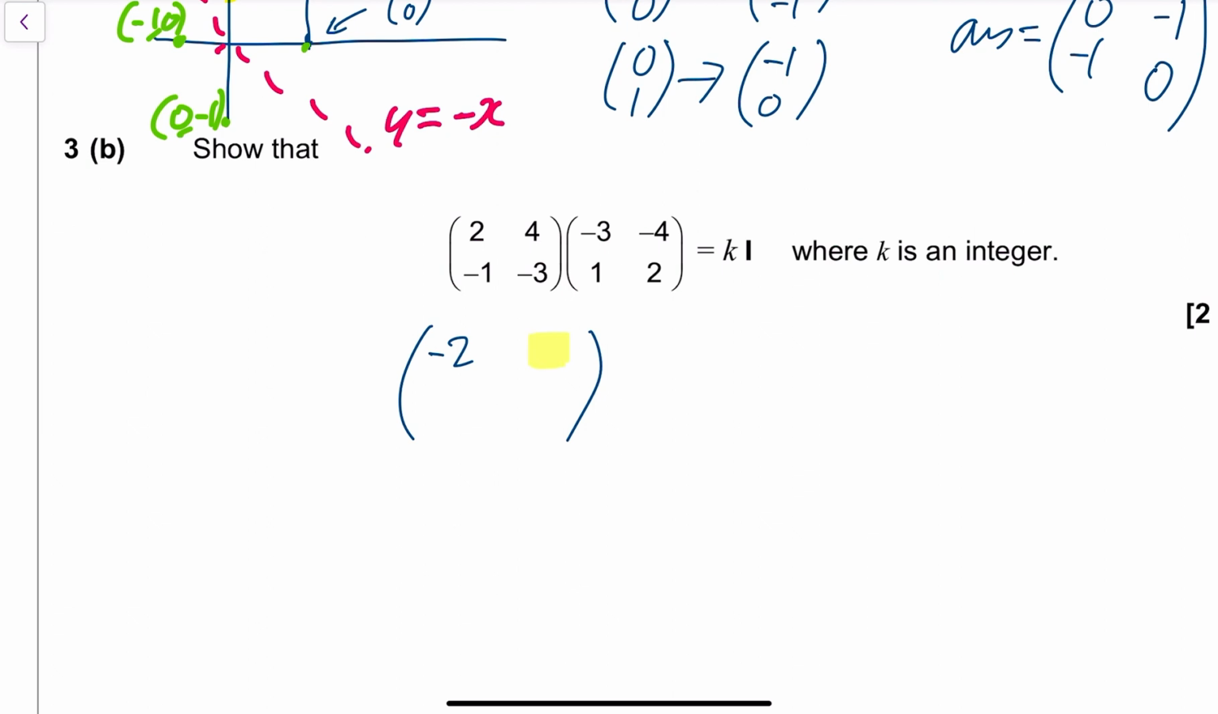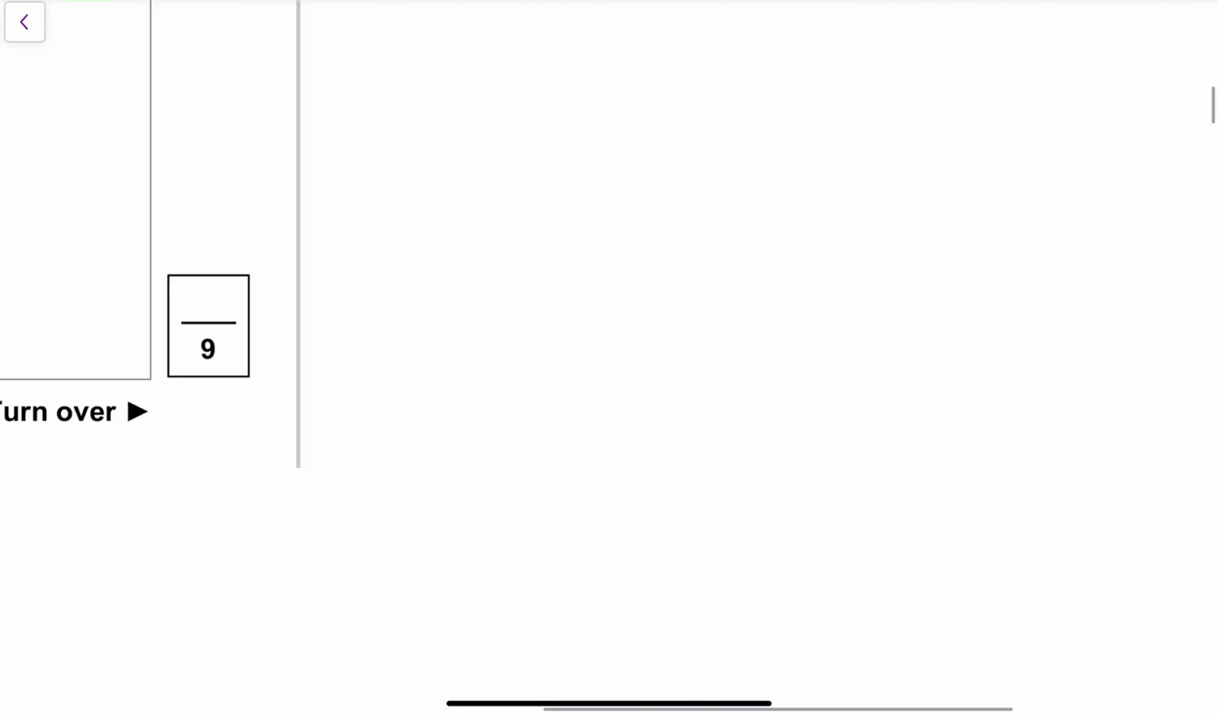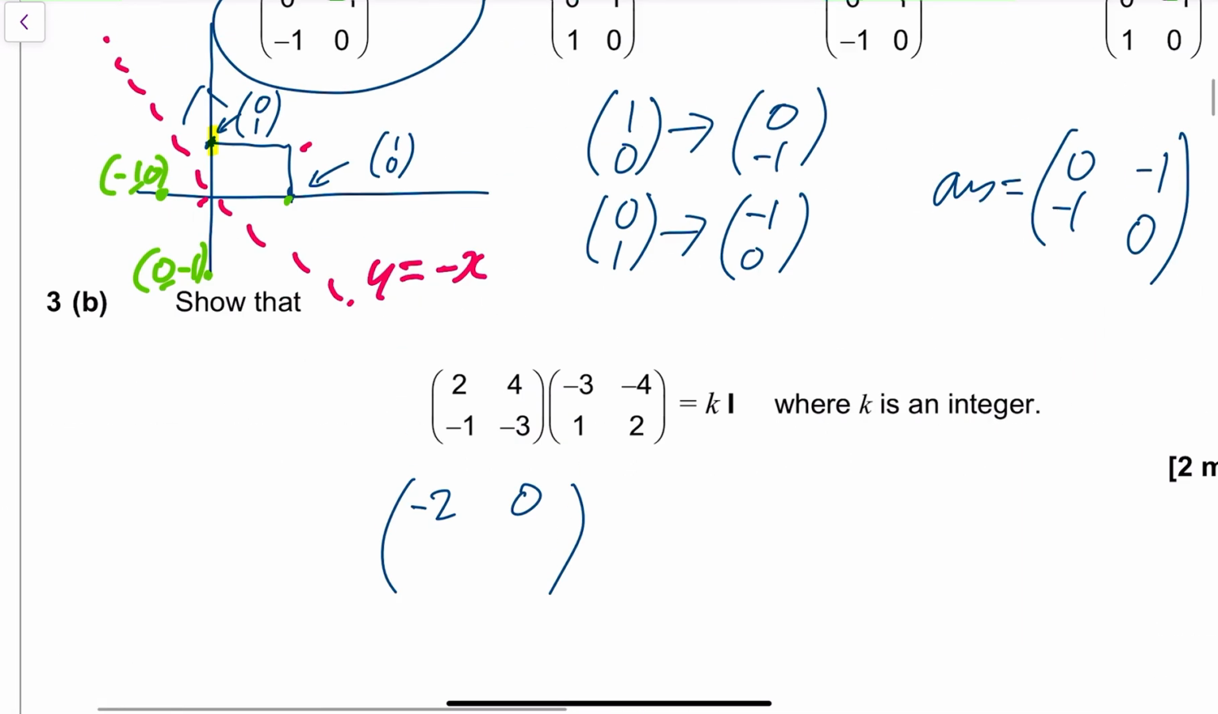Then this next element is first row, second column. So you're doing 2 times minus 4, which is minus 8, and 4 times 2, which is 8. Minus 8 plus 8 is 0. That's good. That's what we're sort of hoping to be getting.